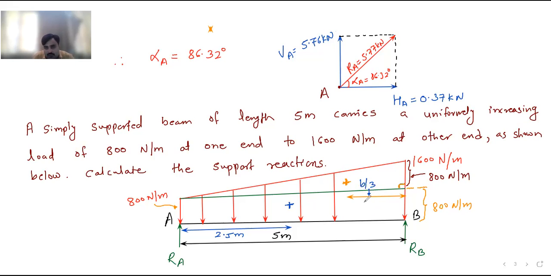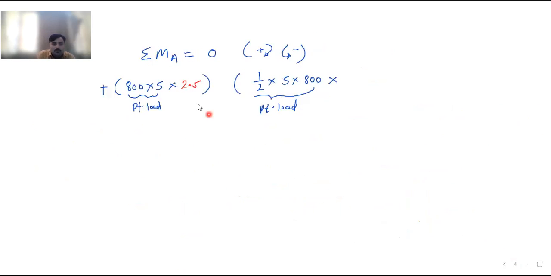So B by 3 means what? It is 5 by 3, because your base is 5. But we don't want this distance. Where are we taking the moment? We are taking the moment at point A. So from point A, what is the distance? This is the distance of the centroid from point A. We need the distance from point A, because where are we taking the moment? We are taking the moment at point A, so we should take the distance from point A only to multiply it.